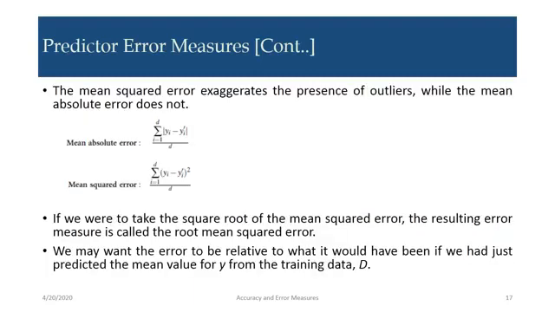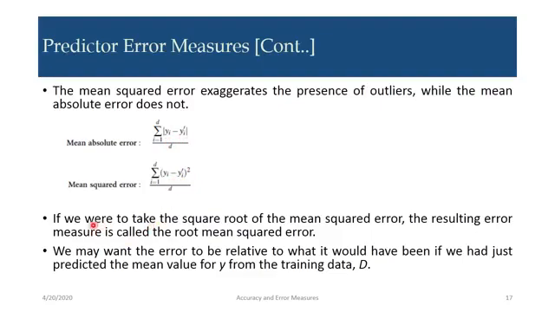The mean square error exaggerates the presence of outliers while the mean absolute error does not. So here we again have the formula for mean absolute error and mean squared error. For mean absolute error, the formula is the summation of i equal to 1 to d of |yi minus yi'| divided by d. Here d is nothing but the total number of tuples. And mean squared error is the summation of i equal to 1 to d of (yi minus yi') squared divided by d. So you remember in these two formulas yi is the actual response value, yi' is the predicted response value.